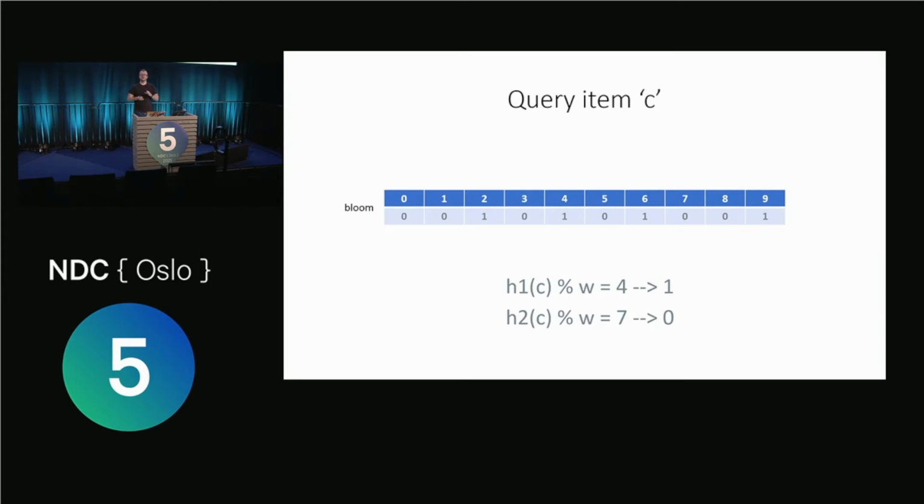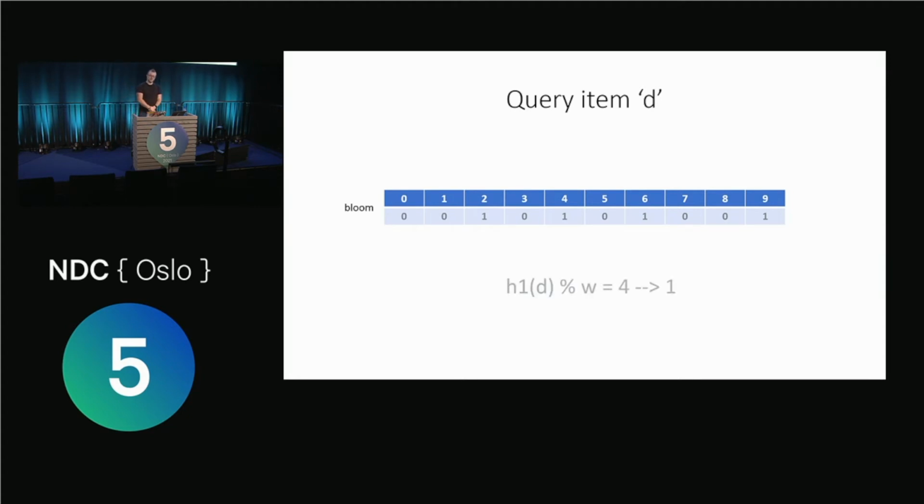But of course, the keen-eyed looking through this may notice that we did say that bit 4 was set. And bit 4 was set because we inserted item A. So now let's query a different item, right? Item A set the bits at 2 and 4. We query item D. So item D is another new item. We've never seen it before, and we're going to query the filter, right?